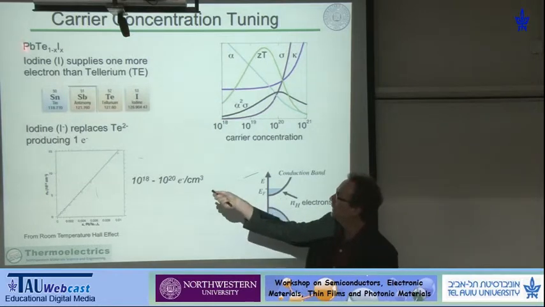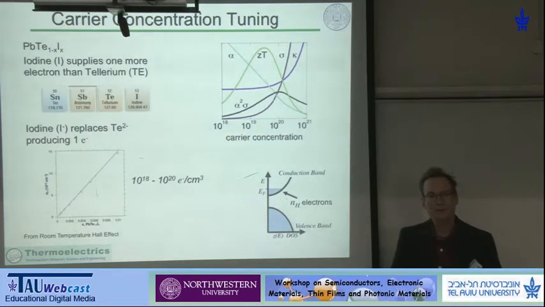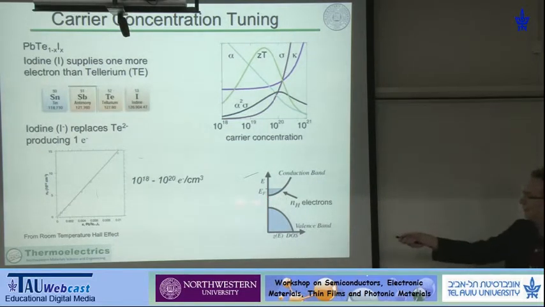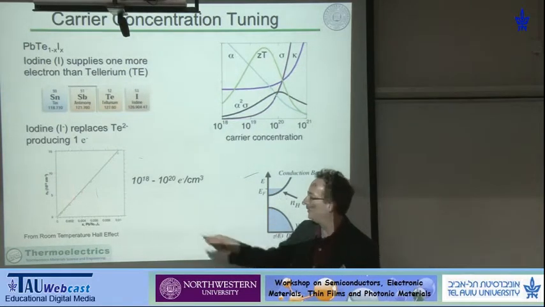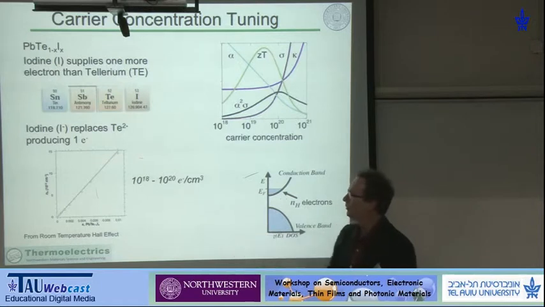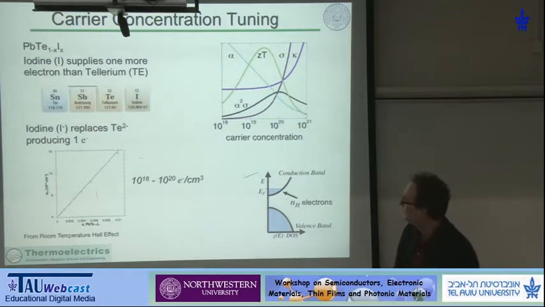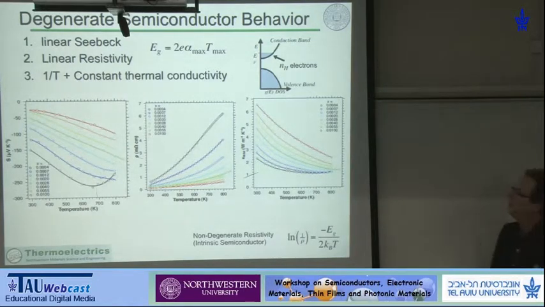So, for example, in lead telluride, replacing a tellurium with an iodine adds an extra electron, while the number of states remains the same. So our simple picture of our conduction band and valence band is essentially the same number of states, but we've added more electrons that fill up the conduction band. And we measure from Hall effect the number of carriers for each iodine atom that goes in there, and we get a good correlation up to 10^20 carriers. And so this allows us to adjust the transport properties of these semiconductors.